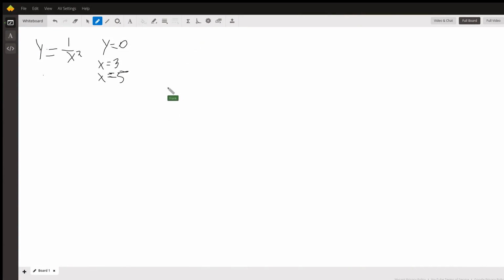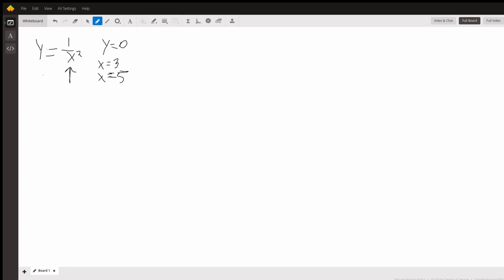The question asks to find the volume of a solid rotated about the y-axis for the curve y equals 1 over x squared, with constraints y equals 0, x equals 3, x equals 5. Why use the shell method? Because the independent variable, which is x in this case, is different from the axis around which this is being rotated, the y-axis. So use the shell method.